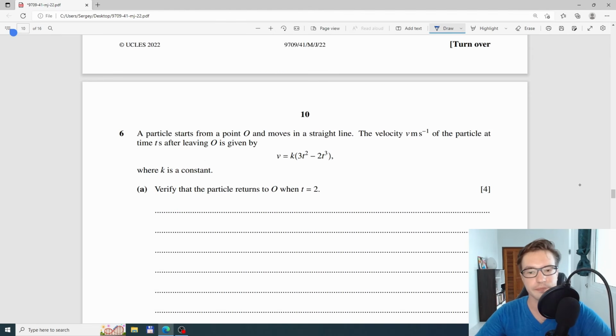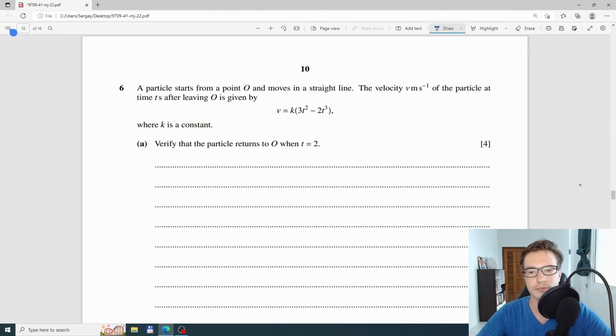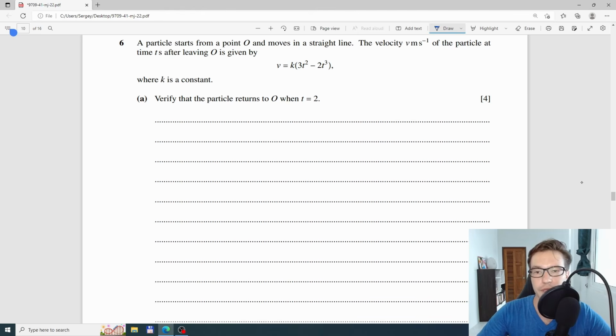Next question. Okay, now we have a question and we got the formula for the velocity. And we have to verify that the particle returns to O when t equals 2. Now, this question is going to be about integration and differentiation.